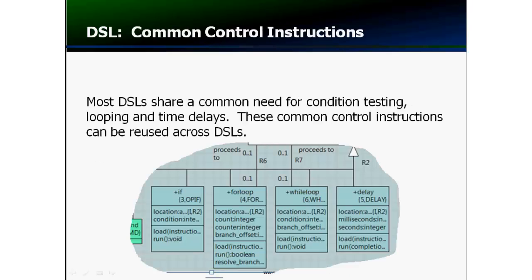Most DSLs share a common need for certain general programming constructs, such as testing conditionality with an if statement, or looping instructions either by iterating through a set or by looping on a condition. And delay, especially in industrial devices like ovens and autosamplers, being able to program a delay is fundamental to almost all DSLs, and therefore these can be made common and reused between the various DSLs that you build.